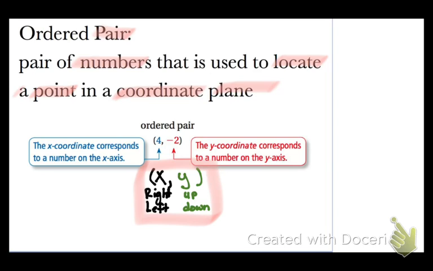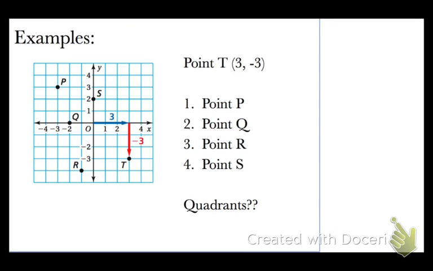So now we are going to find ordered pairs for each of these points. So point T has already been done for us, and I want you to look at point T. So point T is right here, okay? I see that it is in quadrant 4. So here's quadrant 1, 2, 3, 4. All right. Now, I always do my X value first.